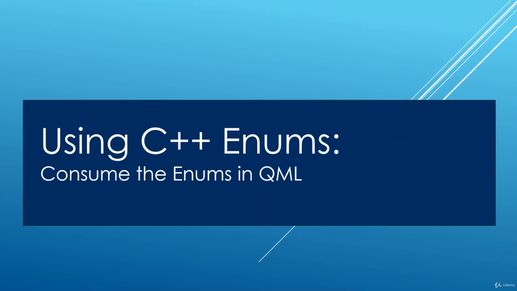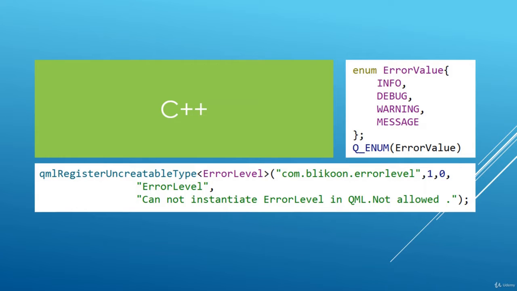In this lecture, we're going to see how you can expose your C++ enums for use in QML. This is actually very easy, and it is not very different from what we've been doing so far. You create your enum like this. It's a normal enum. The only special thing you need to do is to decorate it with the QEnum macro like this and pass in your enum inside.